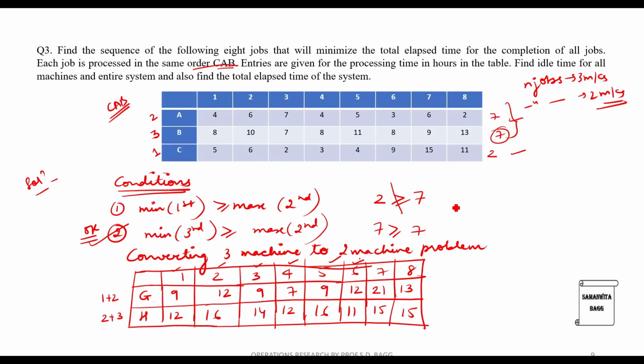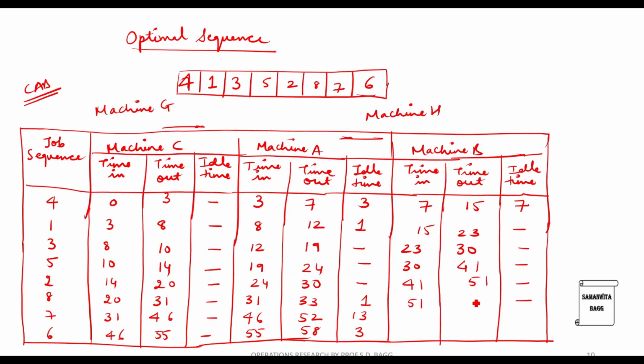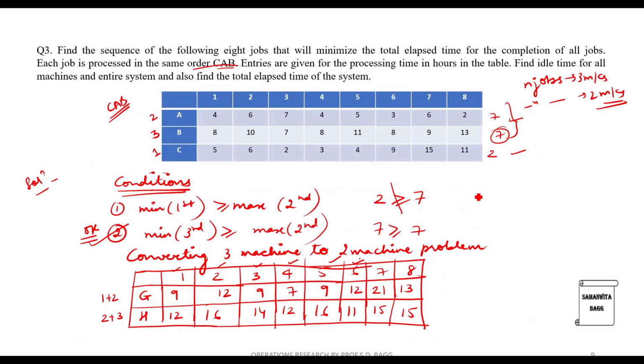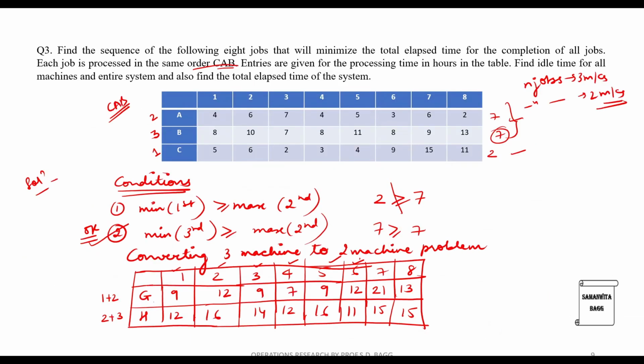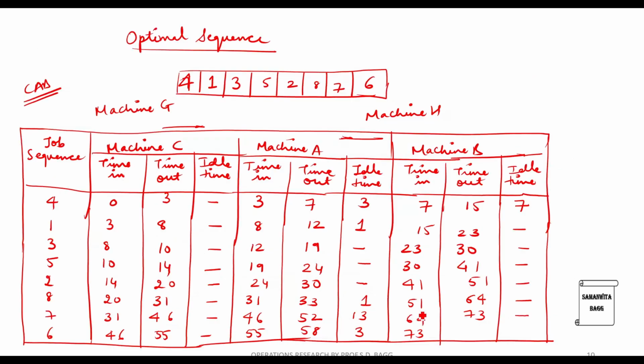8th job is showing 13 here. So this becomes 64. 64 and 52. 64 is the starting time. No idle time here. 7th one on B is 9. So this becomes 73. 73, 58 comparison. 73 is higher. Last 6 on B is 8. So this becomes 81. And no idle time. So this will be your total elapsed time, 81.